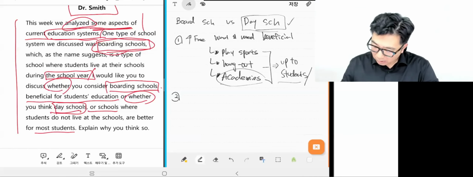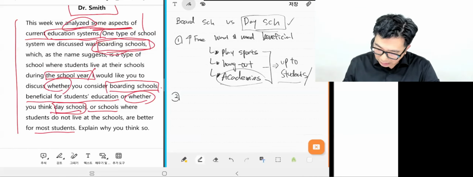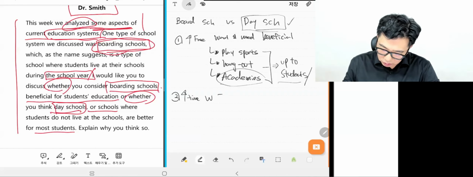Okay. And the second reason I thought of: day school is better to spend more time with family. Certainly that's beneficial. And to build a deeper and better, more in-depth relationship with family.